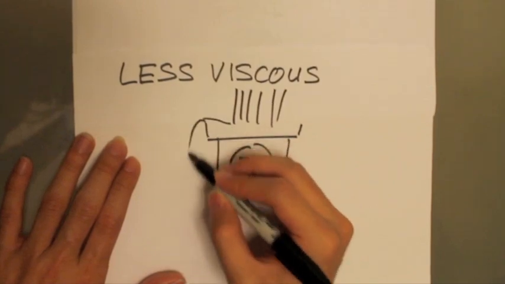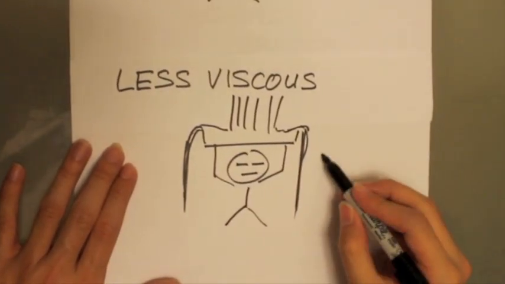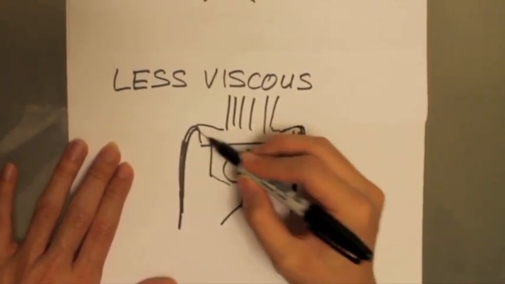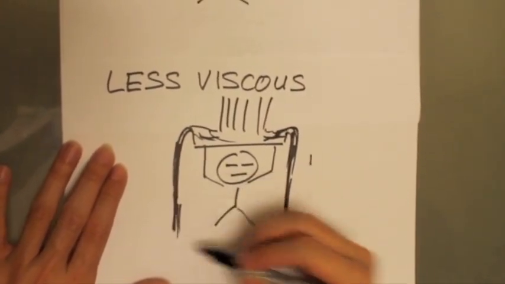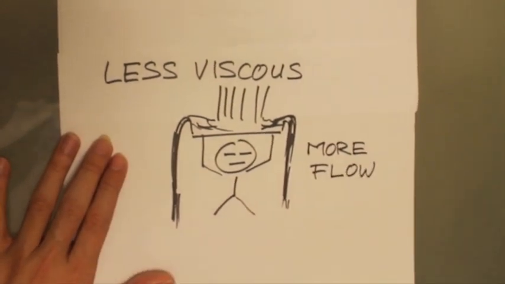Here we see that a fluid being dropped from above is easily flowing over the sides of the pan. This means there is less resistance to flow. Due to this, more of the fluid is able to flow over the sides of the pan.